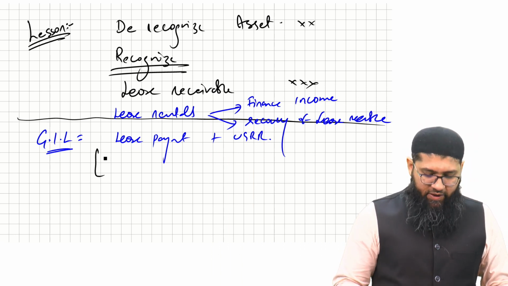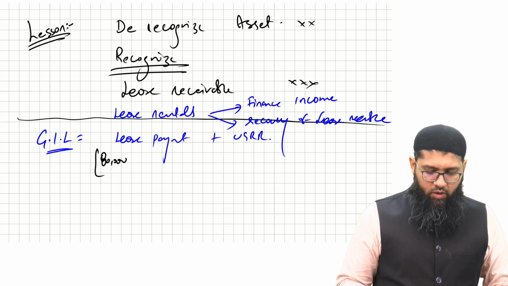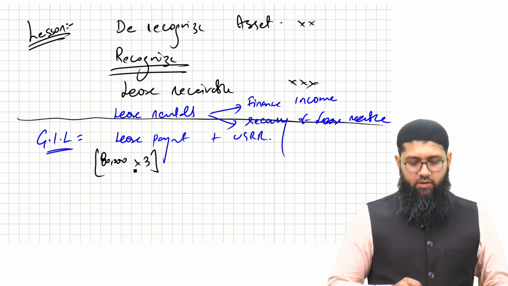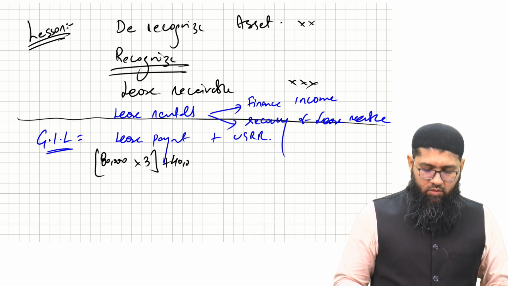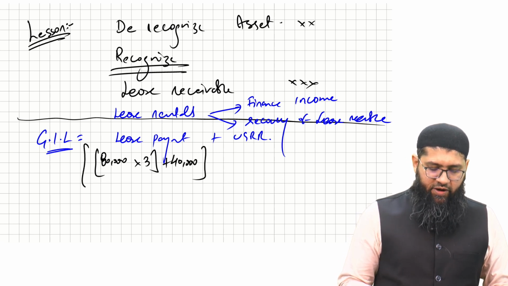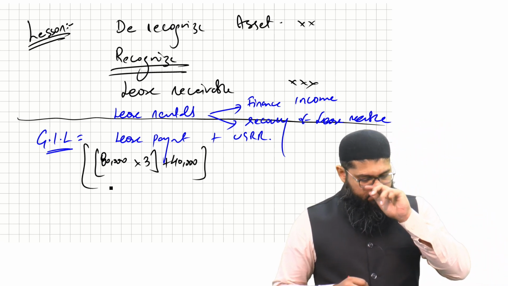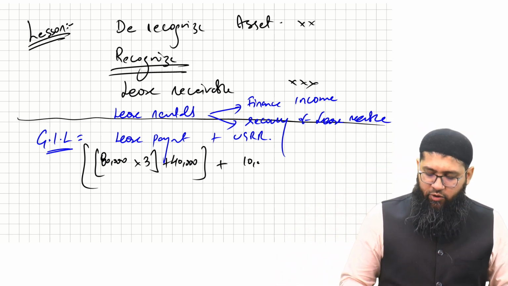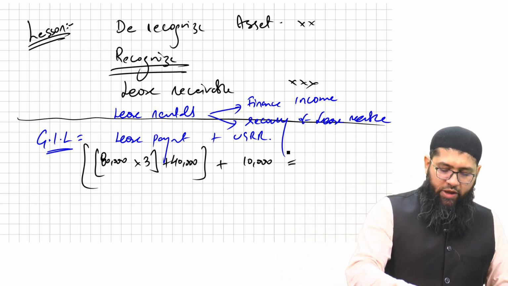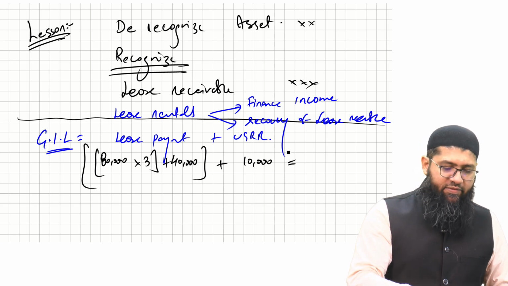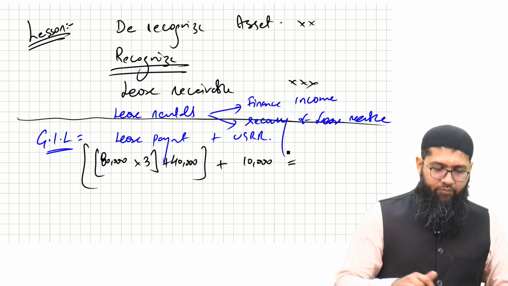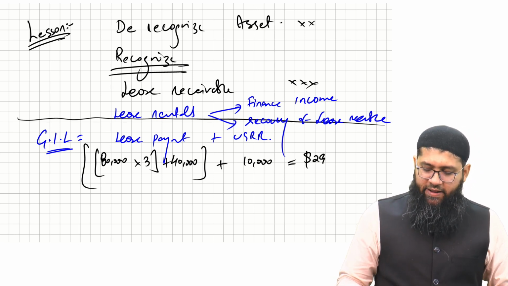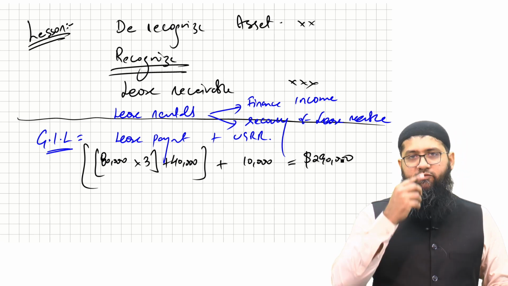What is this lease payment? You have got 80,000 multiplied by 3 plus 40,000. This is what lease payment is. Plus the unguaranteed residual value is 10,000. So 80,000 multiplied by 3 plus 40,000 plus 10,000 gives you 290,000 as the gross investment in the lease.